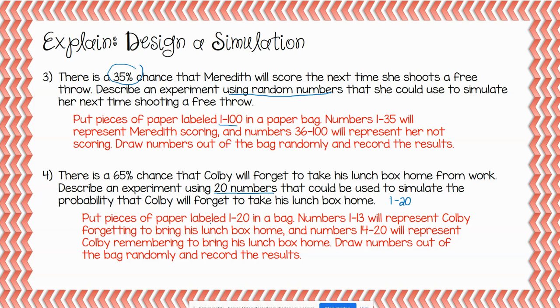So 1 through 13 are going to represent him forgetting to bring the lunchbox home. Because if I do 13 out of 20, that is 0.65 or 65%. The rest of the numbers, 14 through 20, are going to represent him remembering to bring his lunchbox home. And we would just draw numbers out of the bag randomly and record the results.